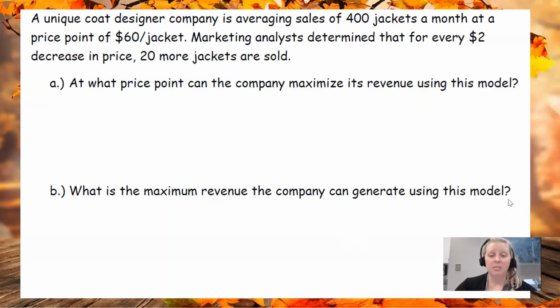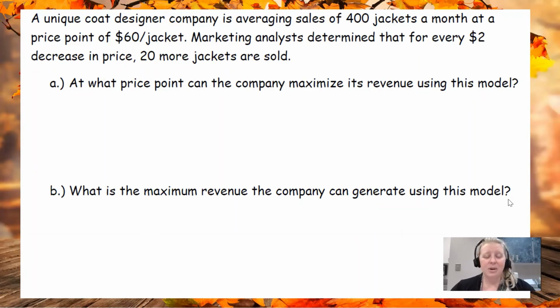All right, so problem number 2 says we have a coat designing company. The average sales would include 400 jackets a month, and it looks like we're selling them for $60 each. We found out if we decrease the price or offer a $2 discount for every jacket, then we sell 20 more jackets. So the trade-off is I get a little less money per coat, but I also sell more coats. So hopefully that makes up for that.